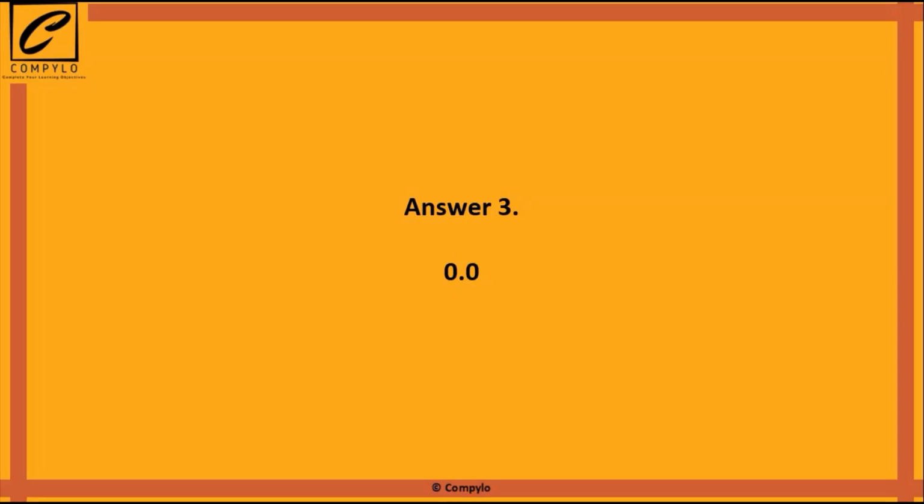Next question is, what will be the output of the following statement? The statement is print(16 * 5 / 4 * 2 / 5 - 8). The answer to this question is 0.0. Let's start with the step by step calculation.